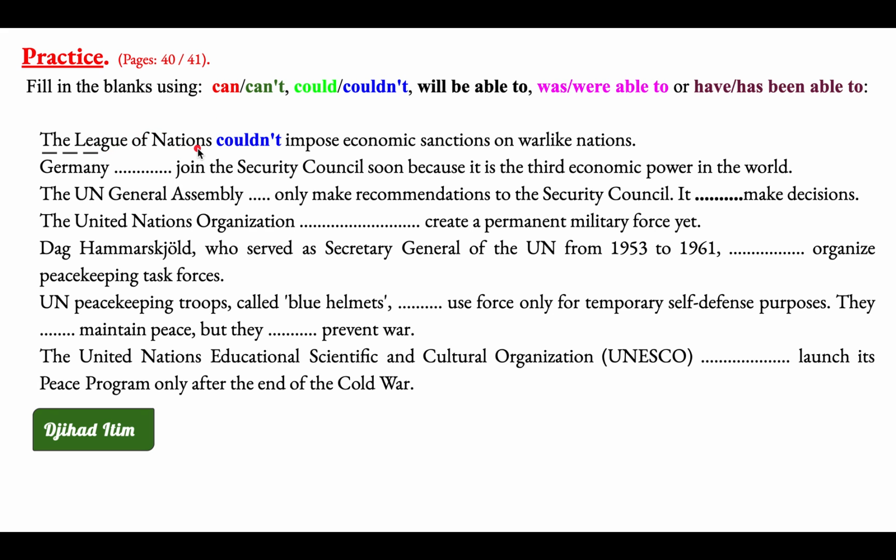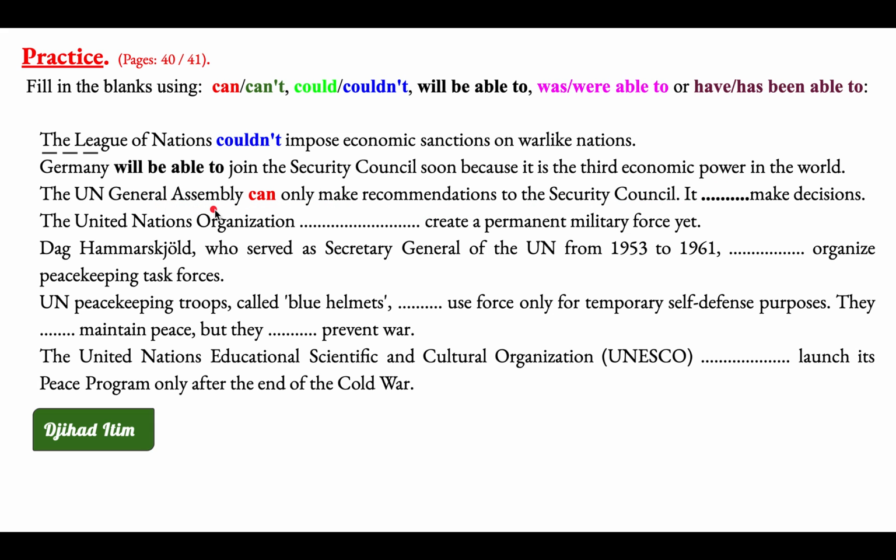The League of Nations couldn't impose economic sanctions on warlike nations. Germany will be able to join the Security Council soon because it is the third economic power in the world. The UN General Assembly can only make recommendations on the Security Council. It can't make decisions. The United Nations organization hasn't been able to create a permanent military force yet.